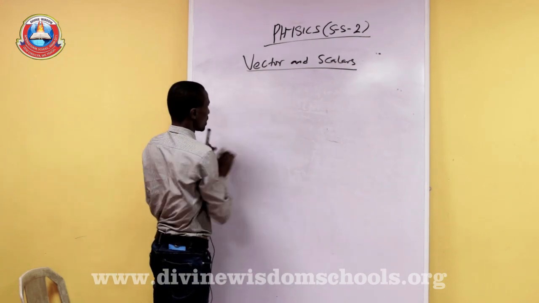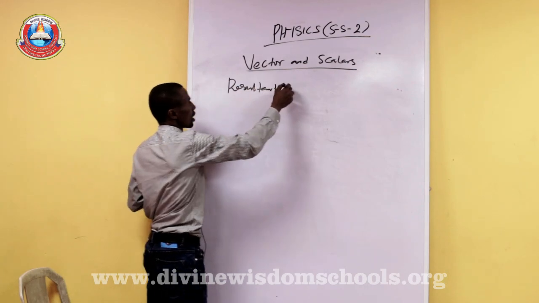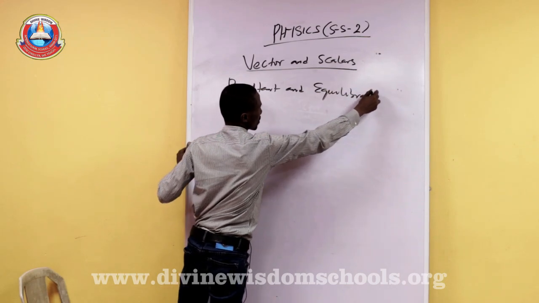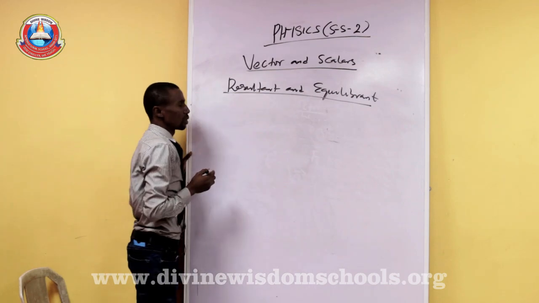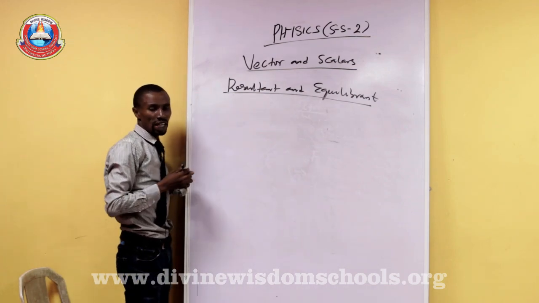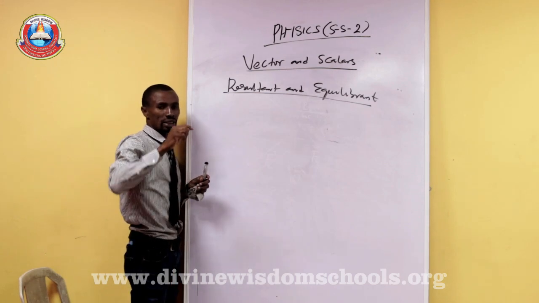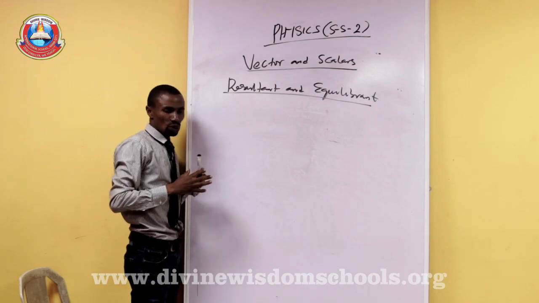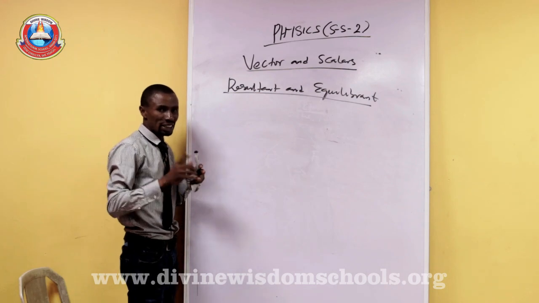Next is resultant and equilibrant. Now, resultant, we said that a resultant vector is a vector which has the same magnitude and direction as two other vectors acting together. That means it has the same effect as the two vectors acting together.